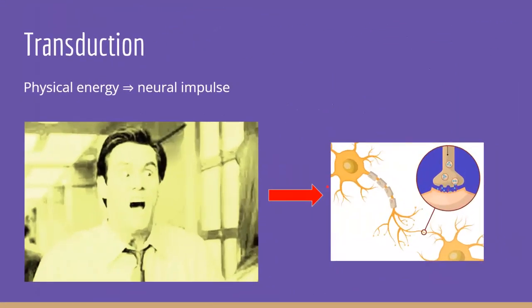All right, transduction. This is just the process of something going from physical energy to a neural impulse. So the light waves going on Jim Carrey, so bright, going to a neural impulse for him. As you can see here, we already talked about that in module 9, what that process is. But that's what transduction is, going from physical energy to a neural impulse.